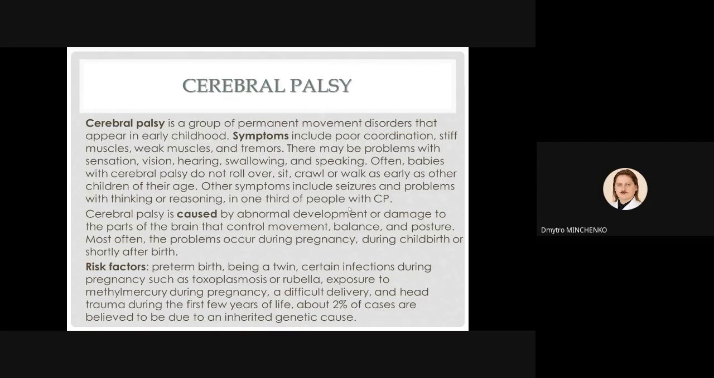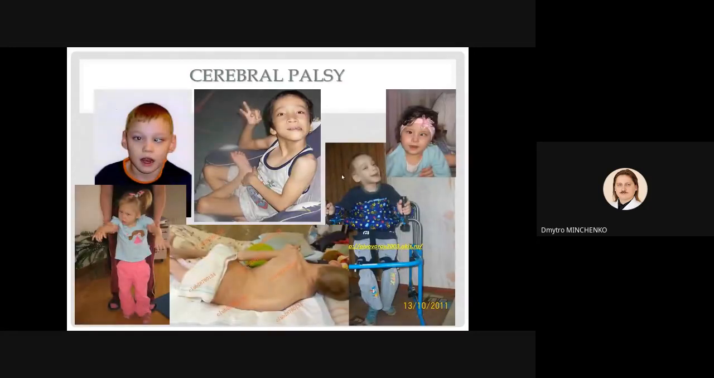Risk factors include preterm birth, being a twin, certain infections during pregnancy, such as toxoplasmosis or rubella, so teratogenic factors, exposure to methyl mercury during pregnancy, chemical teratogen, difficult delivery, birth trauma, especially head trauma during delivery or during the first 3 years of life. About 2% of cases are believed to be due to inherited genetic syndromes. Here's the clinical presentation with phenotypical signs. Mostly, we will see problems with the eyesight, with the tonus of muscles of legs and arms, presenting inability to walk in children.